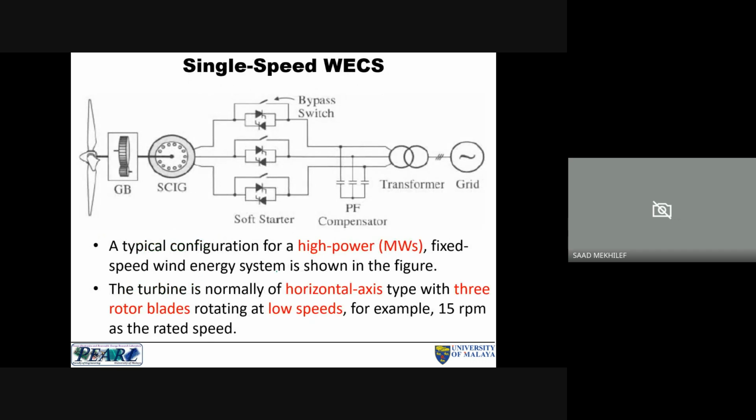Okay, now let's look into what we call typical configurations of these wind turbines. For a fixed speed wind turbine system, as shown in this figure, we have the rotor, then the gearbox, then the squirrel cage induction generator, and then the soft starter. This soft starter is required and used in this configuration. After that we have the power factor correction compensator, then the transformer, and then the grid.